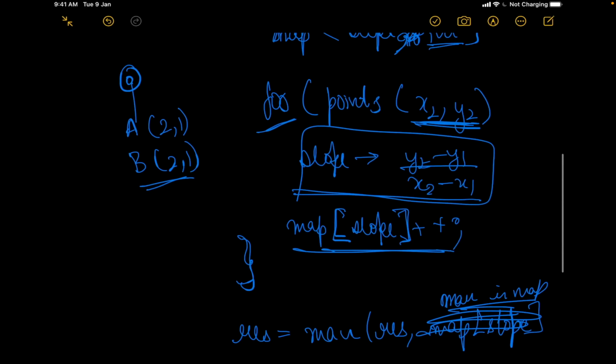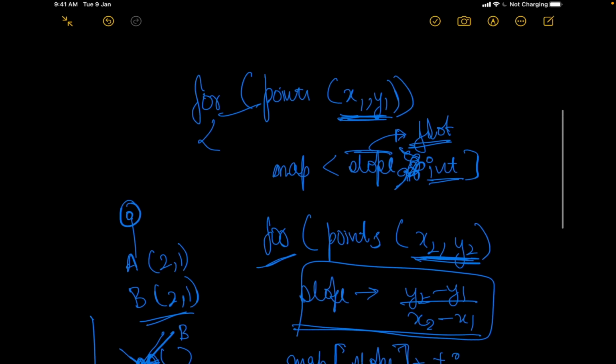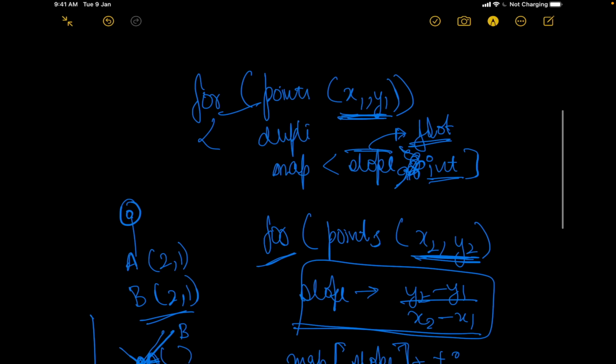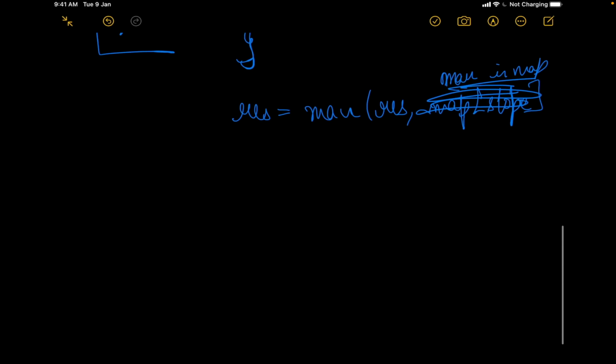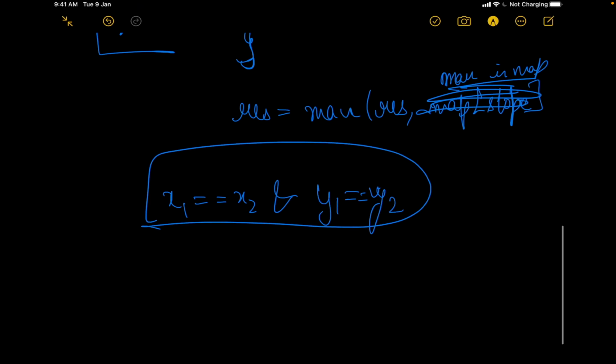Now when we'll be calculating the slopes for point A, automatically whatever point A would connect to, B would also connect to the same, right? So how can we keep track of that? We can use a variable called duplicates. We'll initialize duplicates with 0, and whenever I find a duplicate, which can easily be found by checking if x1 is equal to x2 and y1 equal to y2, then definitely the point is a duplicate, and I'll increment my duplicate variable.